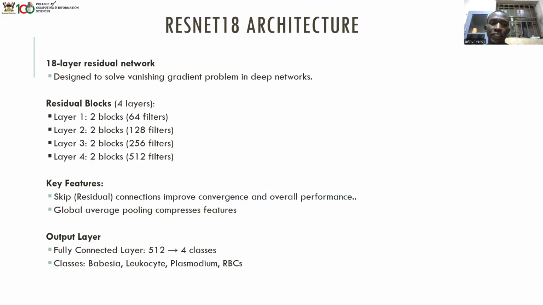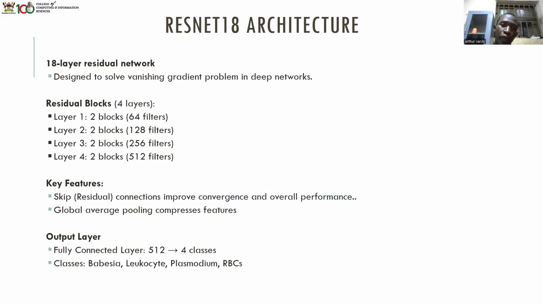ResNet 18 is composed of 18 layers, which form the residual network. The residual network or the 18 layers are designed to solve the vanishing gradient problem. The vanishing gradient problem happens during backpropagation when the gradient becomes too small or too large, which may make the training of the model difficult, and sometimes it may stop the training of the model.